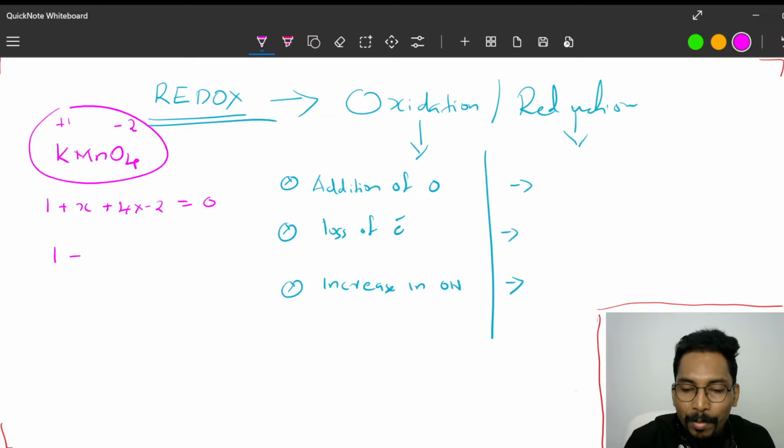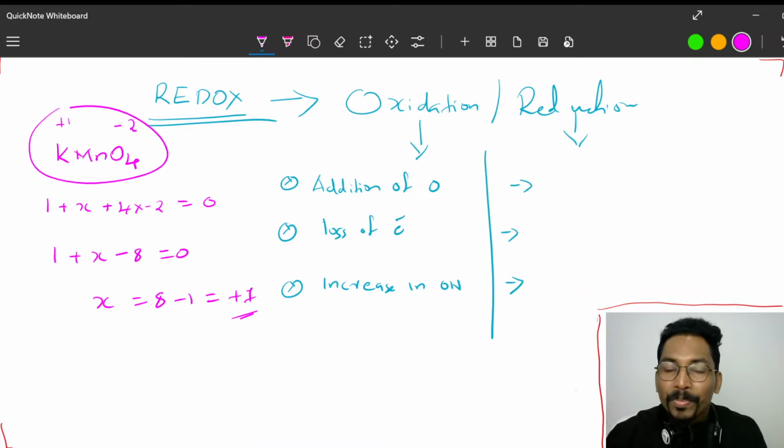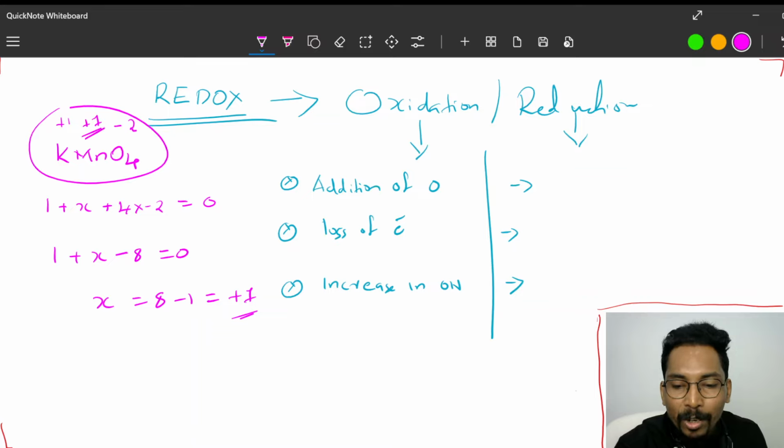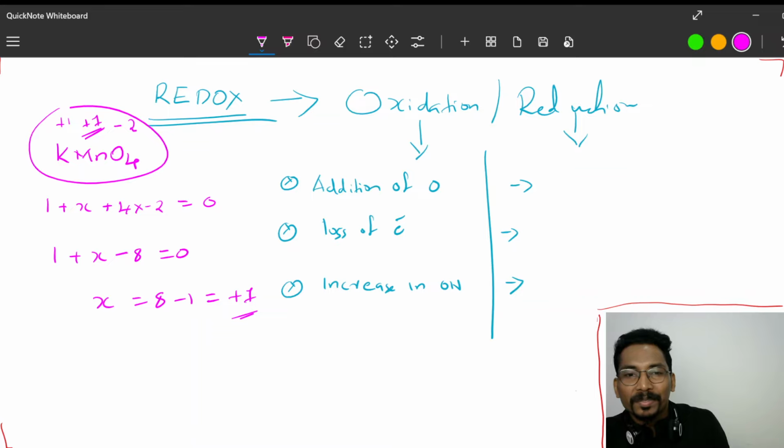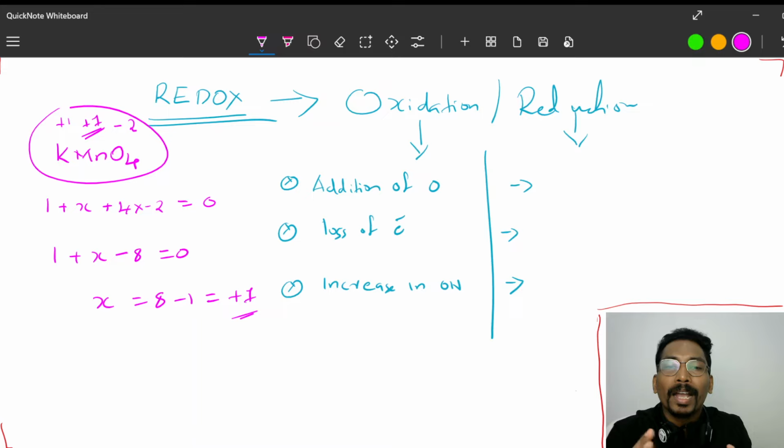So 1 plus x minus 8 is equal to 0. So x is equal to 8 minus 1, which is plus 7. So that means manganese in potassium permanganate is in plus 7 oxidation state. Got it? In this way, you can find out the oxidation number of any species from any compound. You just assign x for that particular element, and using the oxidation numbers of the other elements in that compound, you can get the value of x.